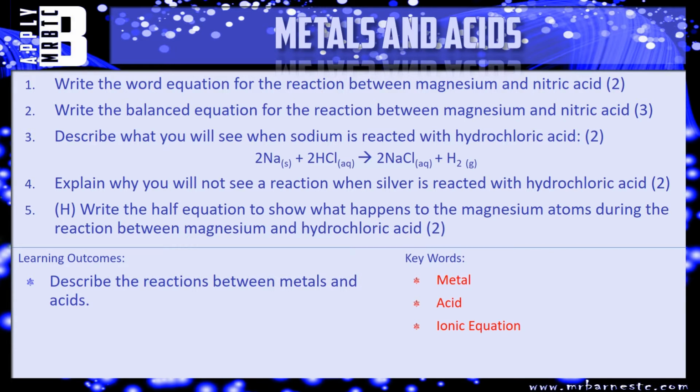Think back to the video that you saw earlier. Question 4, explain why you will not see a reaction when silver is reacted with hydrochloric acid. And then for those of you doing the higher paper, write the half equation to show what happens to the magnesium atoms during the reaction between magnesium and hydrochloric acid. Pause the video, have a go at those now, see how you do.